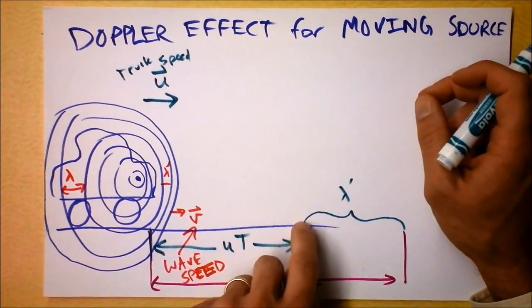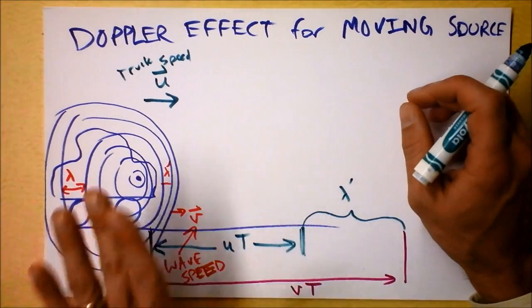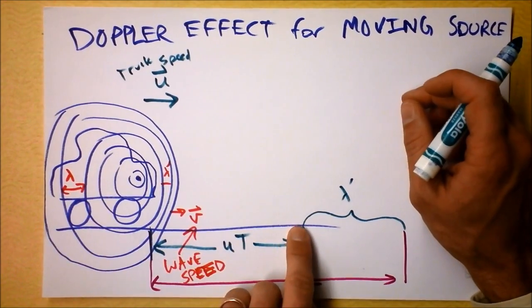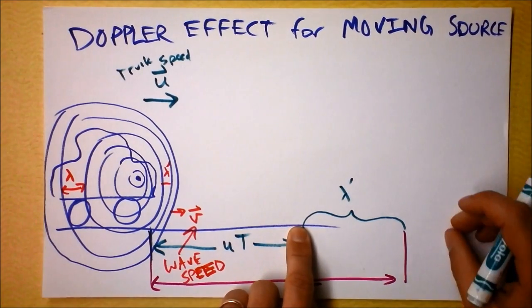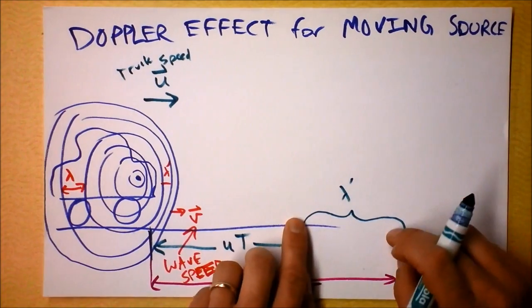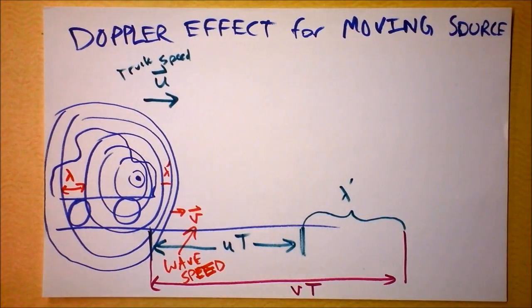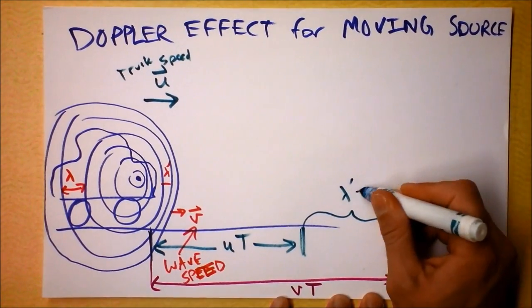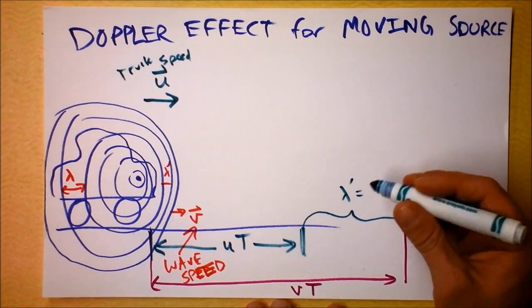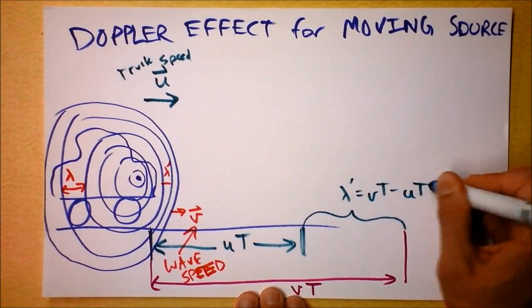But because the truck is moving, the truck is emitting the next pulse, the next crest in the sound, much, much closer to the source than it was when it emitted the first crest of the sound. So we have a changed wavelength of lambda prime. That's the hardest thing to understand, I think. And then we can also say how big this is. This lambda prime business, well, it's just vt minus ut, right?